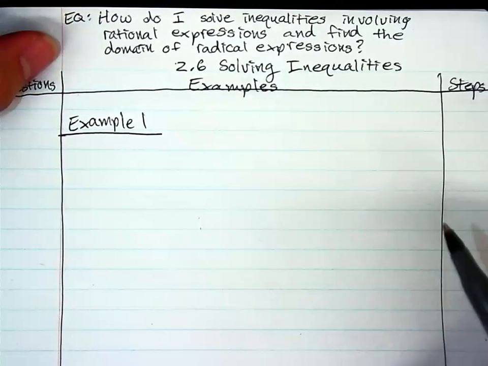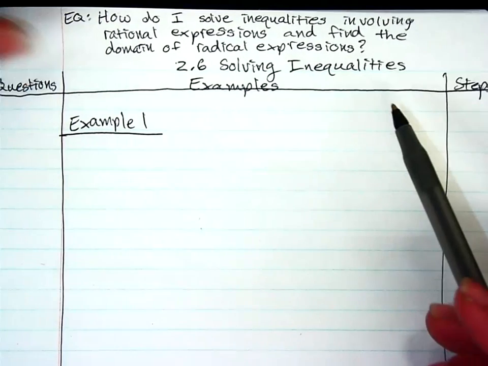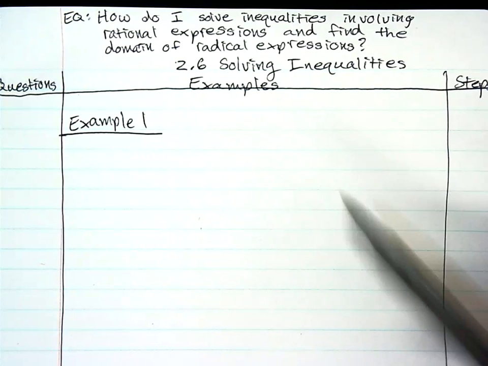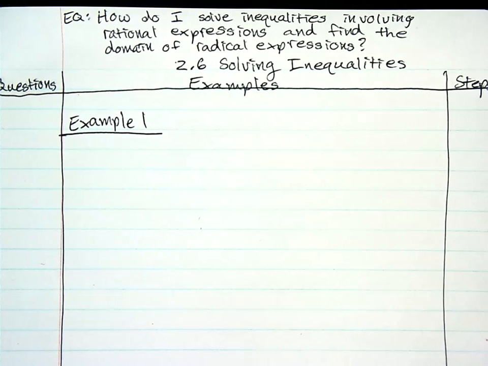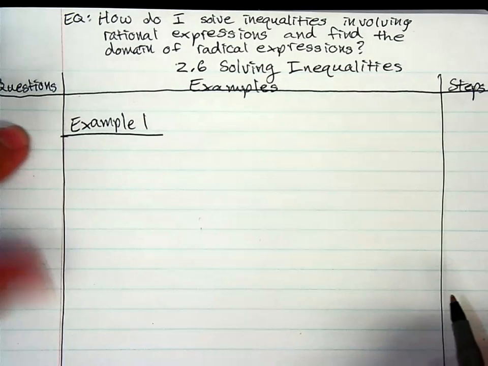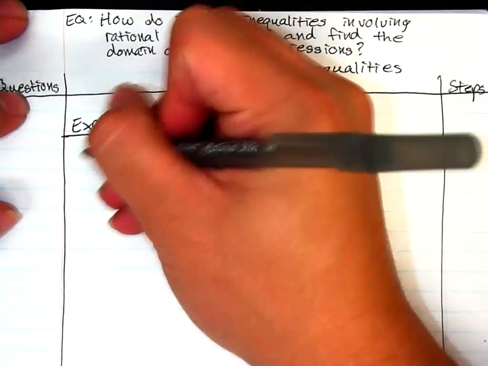Welcome back. We're going to go ahead and finish 2.6 and wrap up the chapter. So 2.6, solving inequalities. Our essential question today is, how do I solve inequalities involving rational expressions, and how do I find the domain of radical expressions? Okay, so the first example, we're actually going to work with some rational expressions.